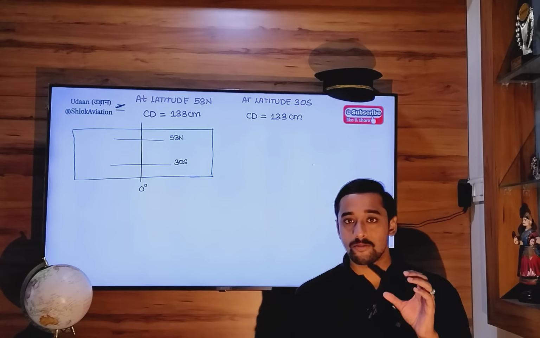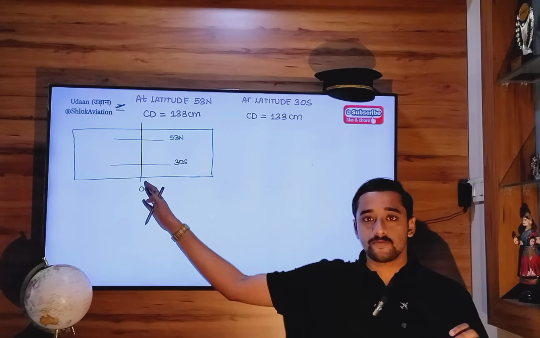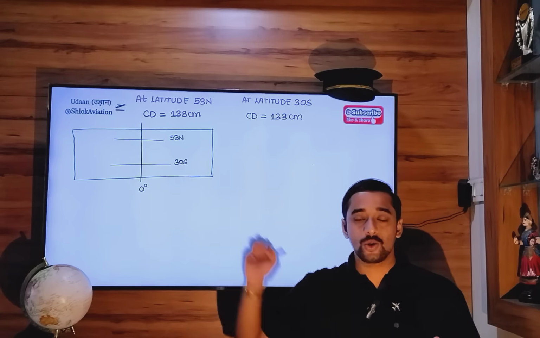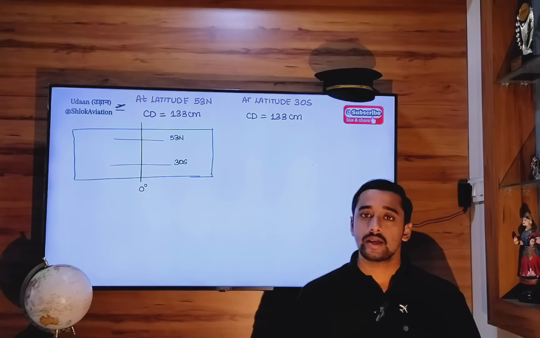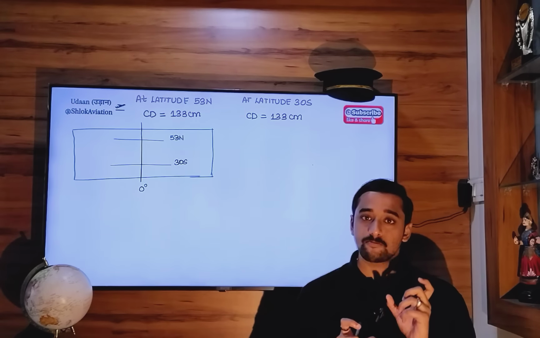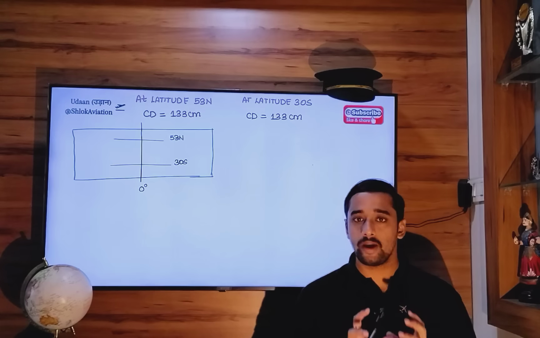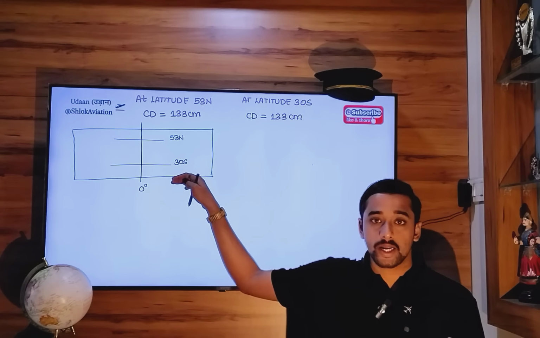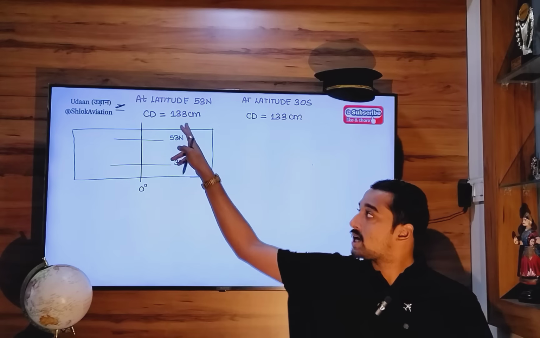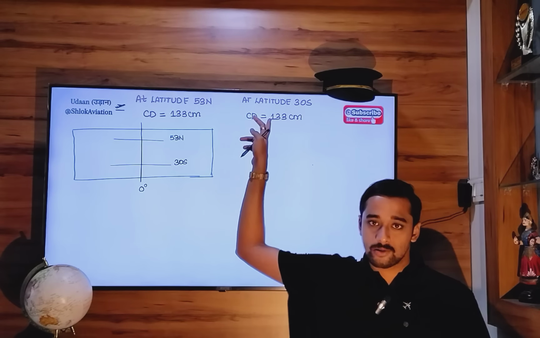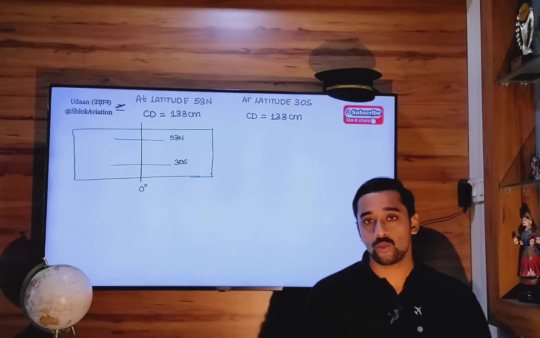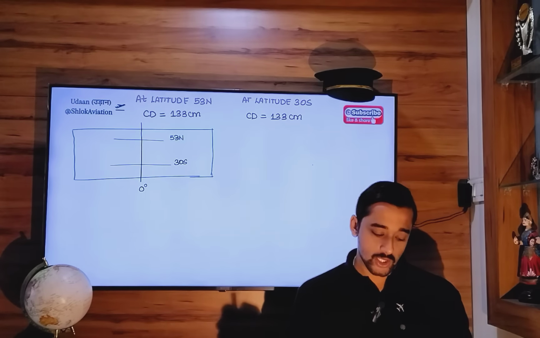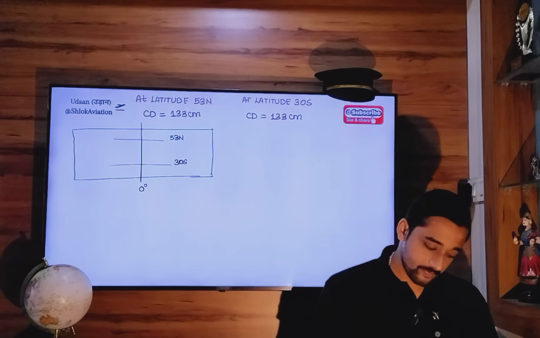Why? Because on a Mercator chart, the meridians of longitude are straight lines. There is no convergence, and that's why there will be constant spacing between any two meridians, whether you are at 53 degrees north latitude, 30 degrees south latitude, or any other latitude. That's why chart distance is the same at both latitudes, but earth distance will be different. Why? Because on the real earth we have convergence between meridians. That's why earth distance will be different.